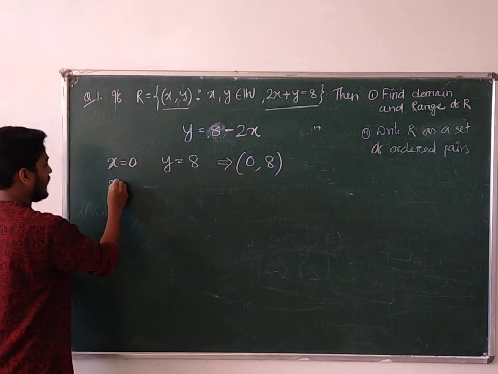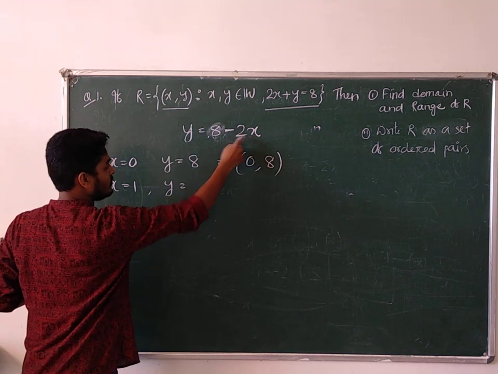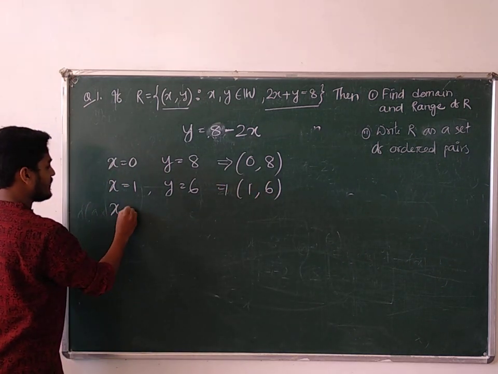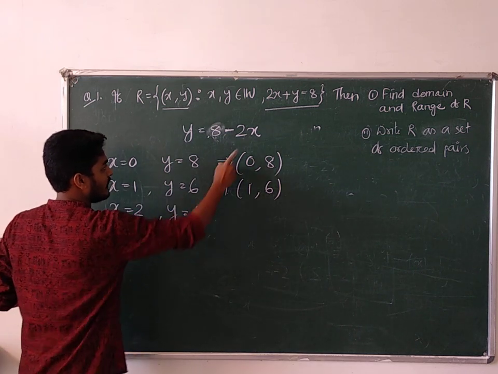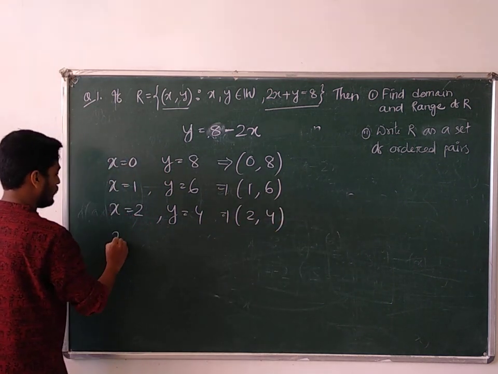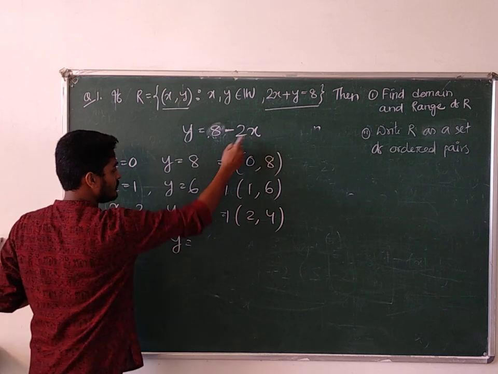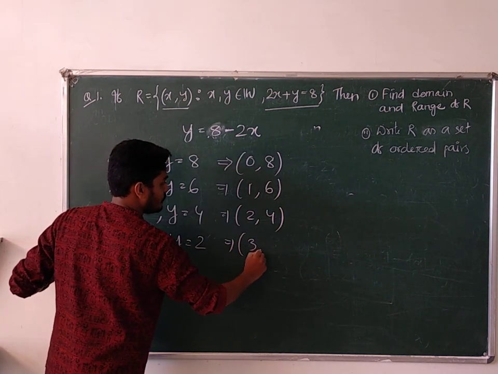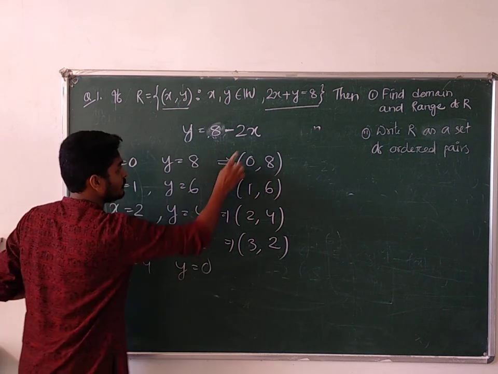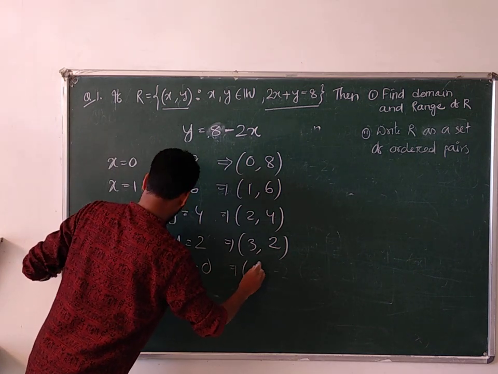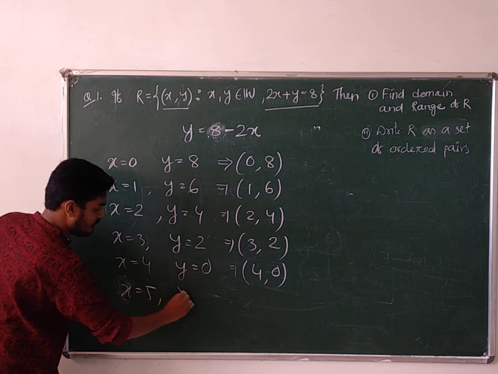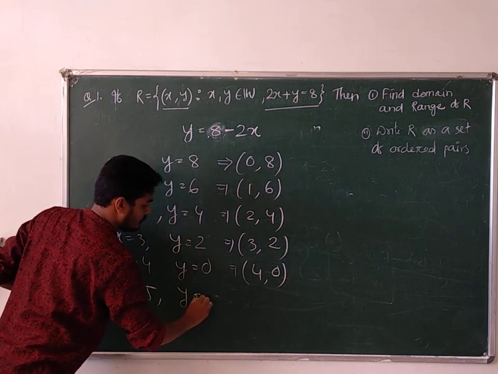For x is equal to 1, y is equal to what? 8 minus 2 is 6, so the ordered pair is 1, 6. For x is equal to 2, y is equal to 8 minus 4, which is 4. So 2, 4. For x is equal to 3, y is equal to 8 minus 6, which is 2. So 3, 2. For x is equal to 4, y is equal to 8 minus 8, which is 0. So 4, 0. For x is equal to 5, y is equal to 8 minus 10, so it will be minus 2.